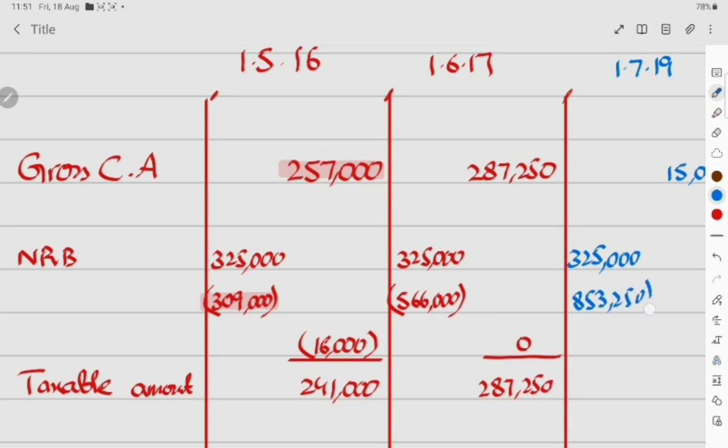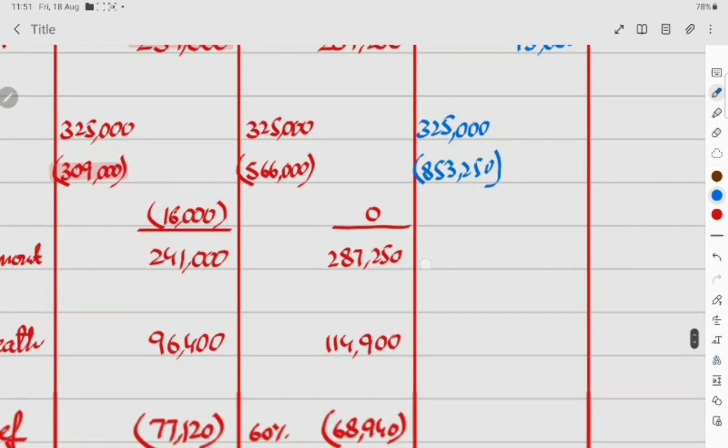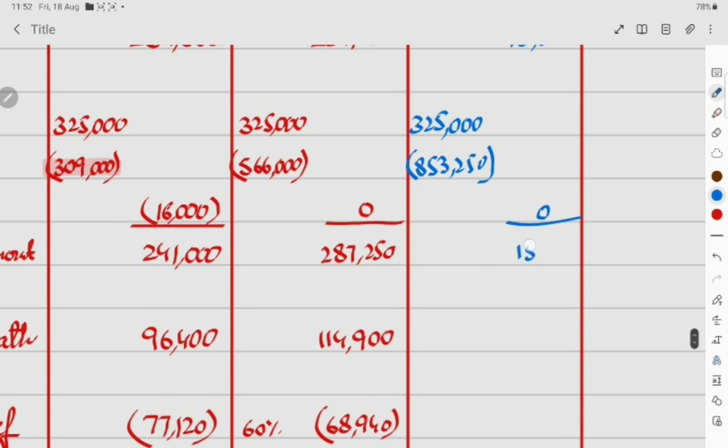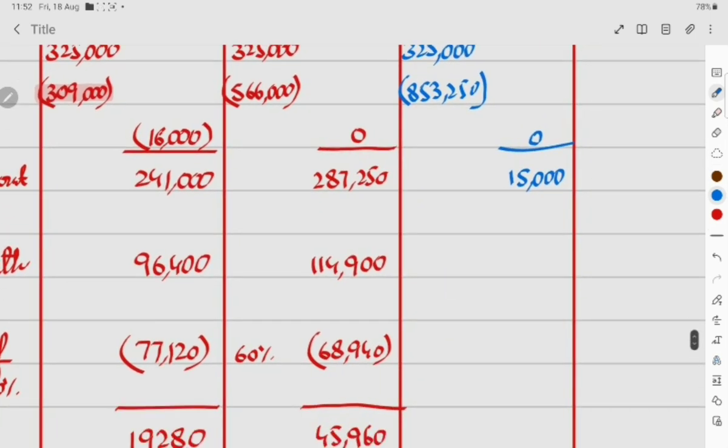If more nil rate band has been utilized, there is no nil rate band available. So the taxable amount is 15,000, and 40% of this would be 6,000.